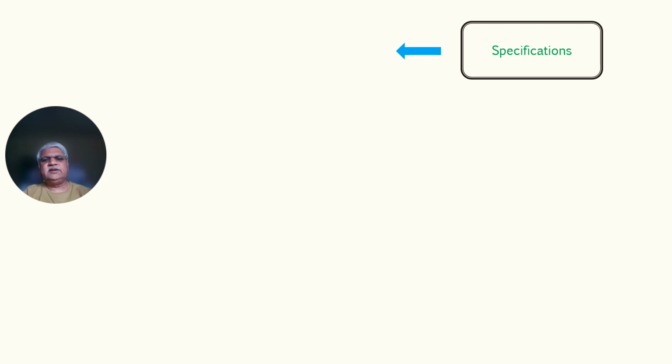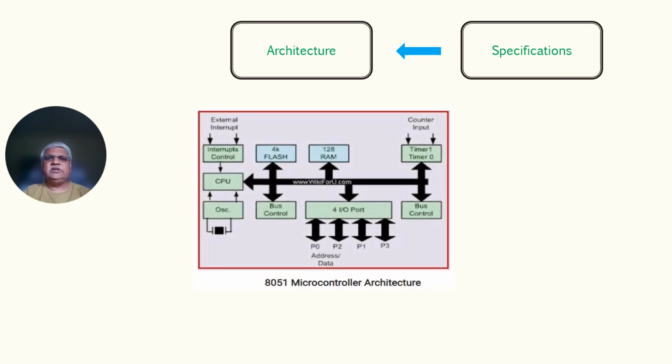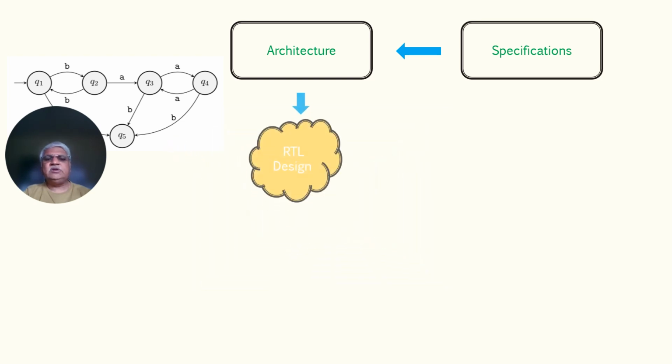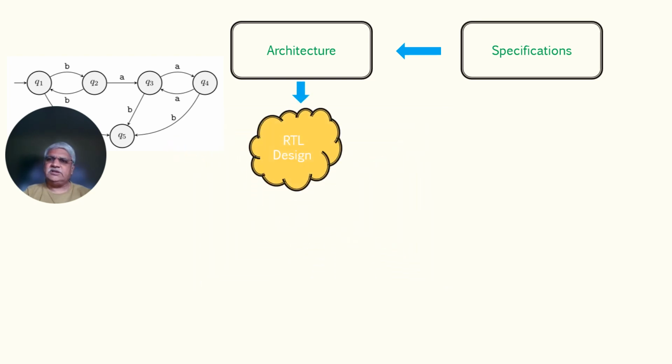Let us consider a design started from the specification phase, and which has the corresponding architectural design existing. Say, for example, in the case of an 8051 microcontroller architecture, you will observe that there are several blocks in it, and all these important blocks, whatever is known and to be reused, will have some behavioral model in a state diagram. Then that will be converted into an RTL design.